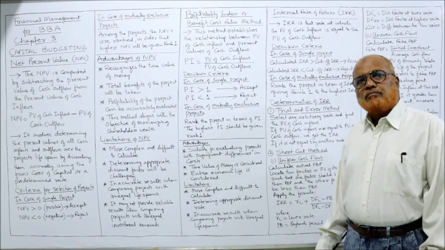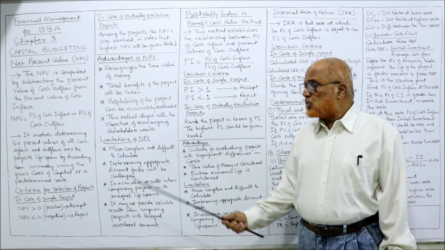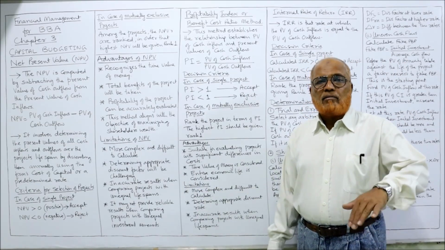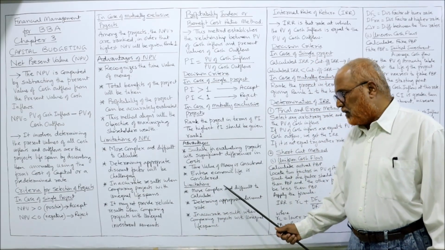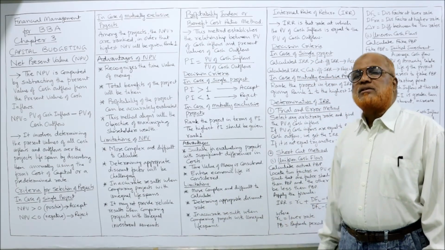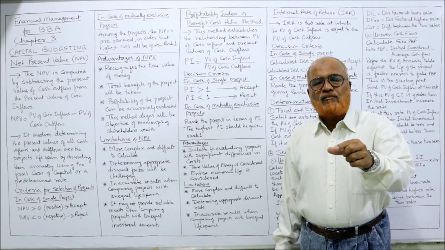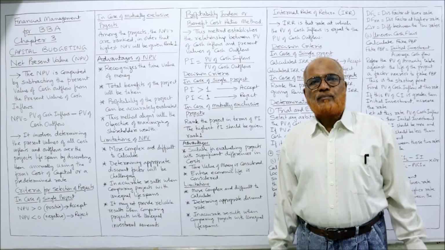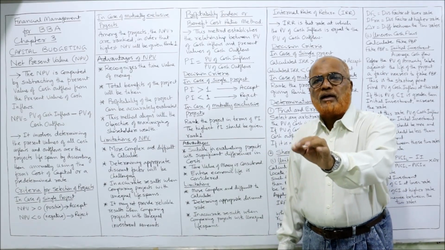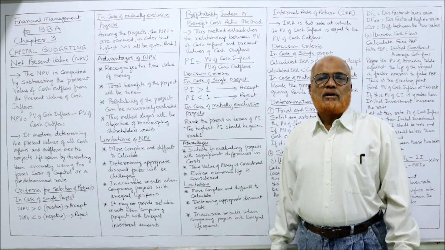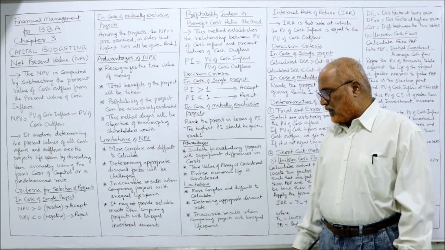Then limitations. The first is that it is more complex and difficult to calculate, just like NPV. Calculations are more in calculating NPV as well as PI. Then determining the appropriate discount rate. Calculating the present value of cash inflows requires a discount rate. If you take an accurate discount rate, then you get an accurate decision. So the decision depends on taking the correct discount rate.